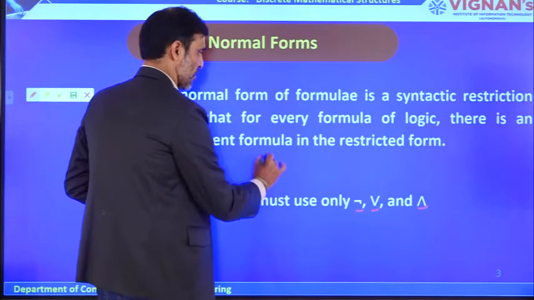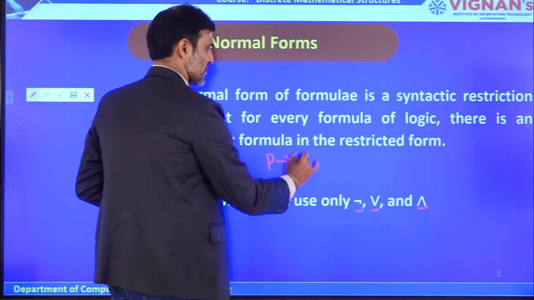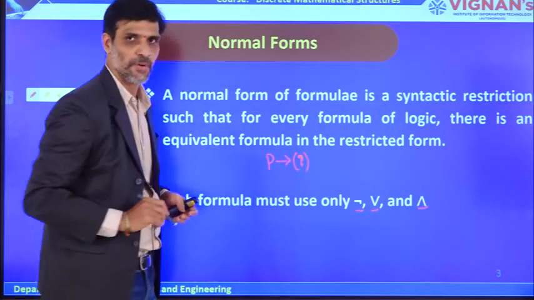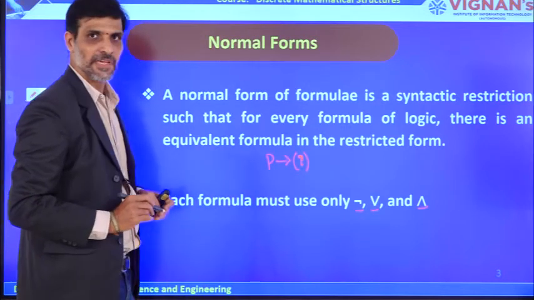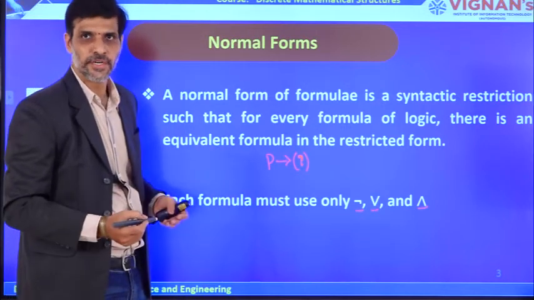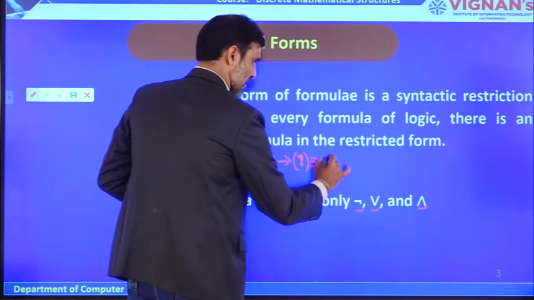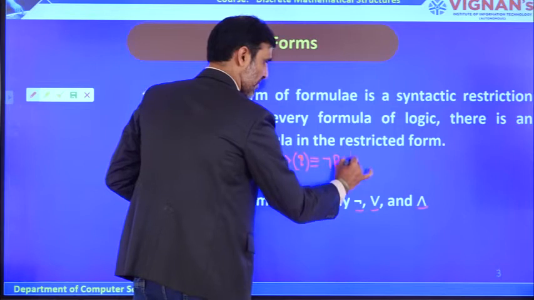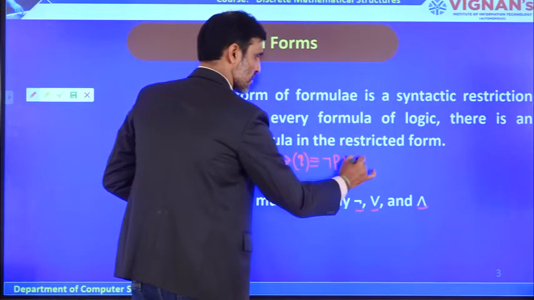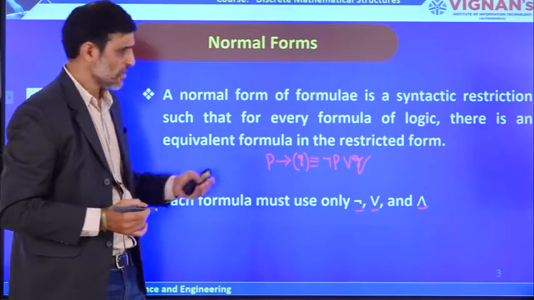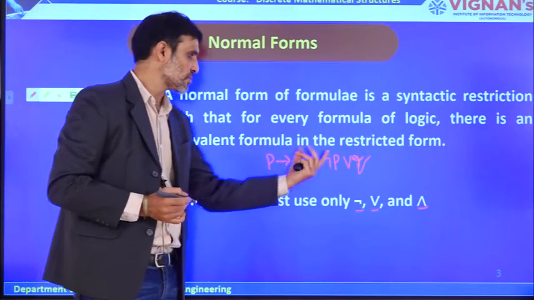Just now I gave one example. Suppose this is a sentence, P implies Q. If this form is given, how do I convert it into the simplest form? I simply write the equivalent formula: negation of P or Q. Because here it is a very simple one, so we write that.